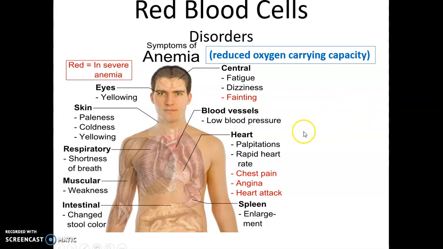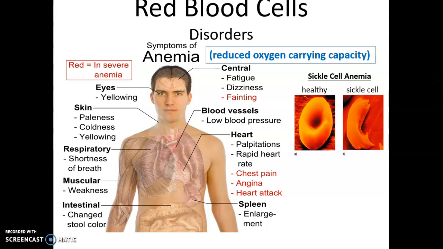Anemia can lead to lots of various symptoms depending on its cause: yellowing of eyes or yellowing of skin if it's from red blood cells breaking down, paleness, coldness, shortness of breath, weakness, dizziness, low blood pressure if it's loss of blood that's causing it, and so on, with, of course, in the most severe cases, leading to fainting, chest pains, and even a heart attack. So anemia can be very severe, and so definitely should be treated as soon as possible.